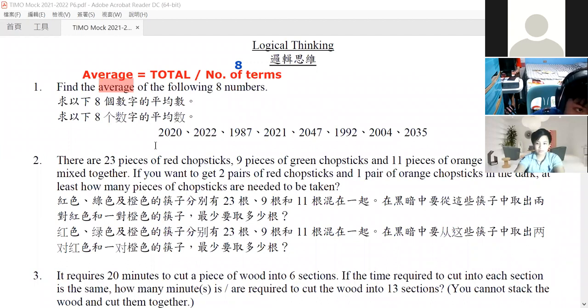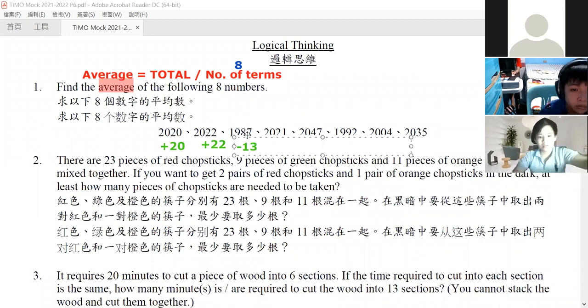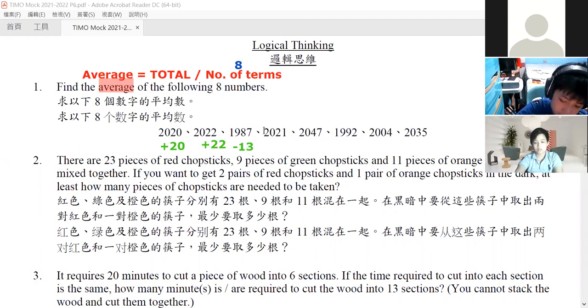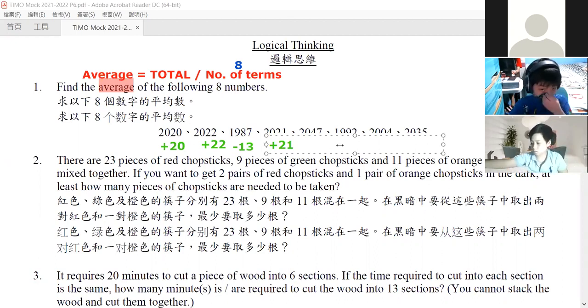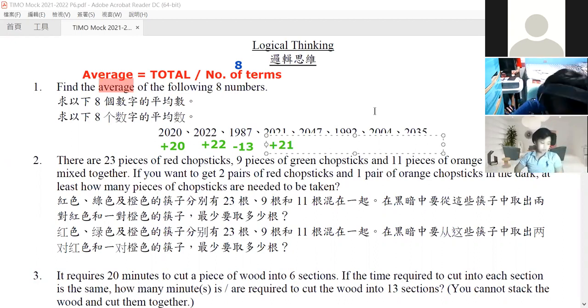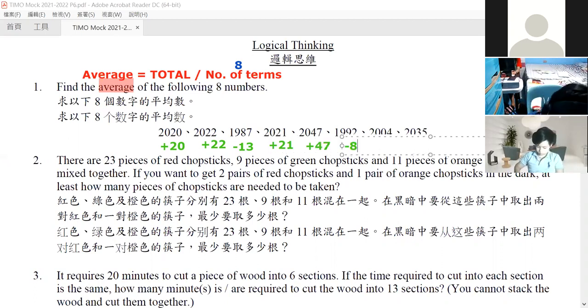So for example, the first number is 2000 plus 20. Our second number will be 2000 plus 22. Our third number is 2000 minus 13. Now notice that 1987 is 2000 minus 13. And our fourth number is 2000 plus 21. And then it will be plus 47, minus 8. Again, 2000 minus 8 is 1992. And then this will be plus 4. And then this would be plus 35.